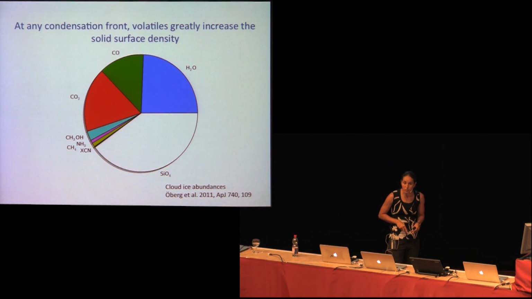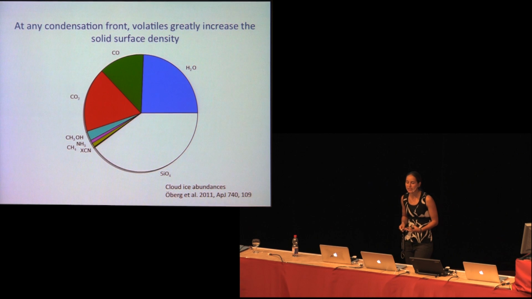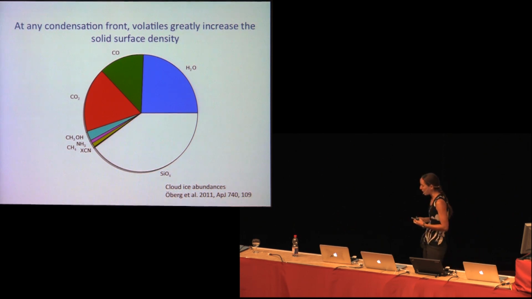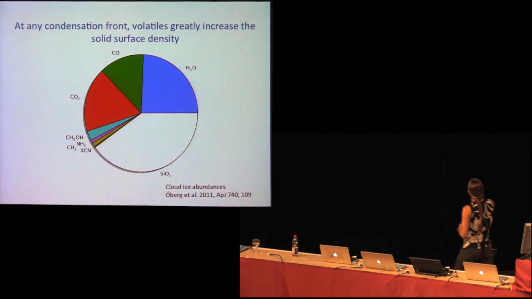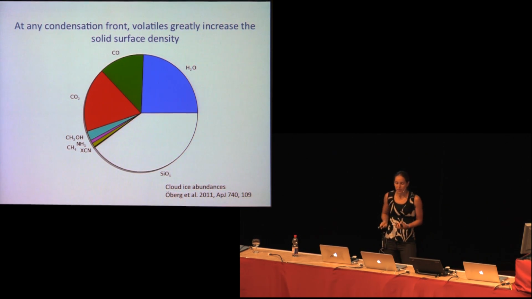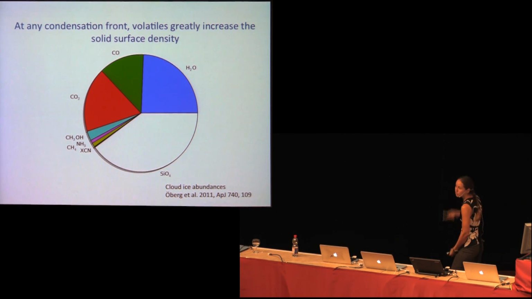One of the possible reasons for this is that at any condensation front, the freeze-out of the volatiles very much increases the solid surface density. This pie chart shows the cloud ice abundances, just to give us a sense. The mass of the silicates is comparable to the mass of water ice, so you can already close to double your solid content if you are over the snow line. And if you pass the CO snow line, you get even more ice.